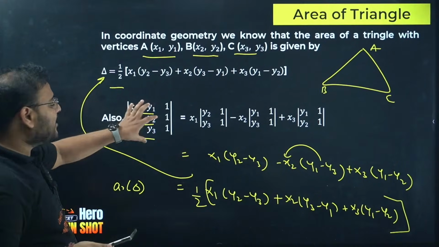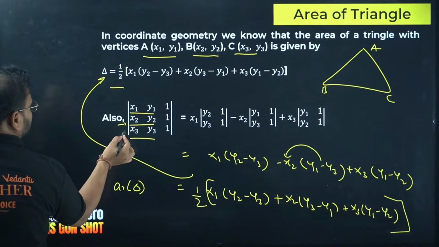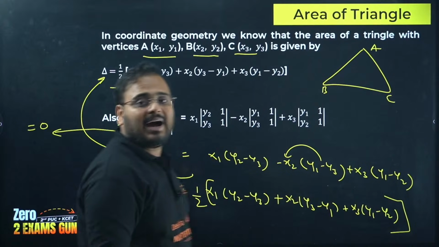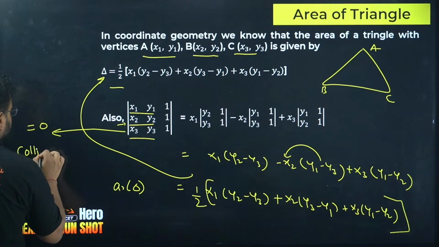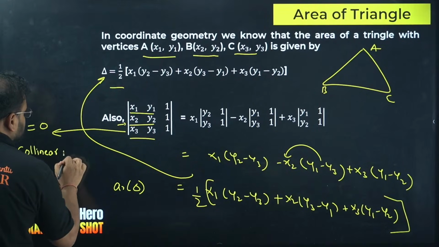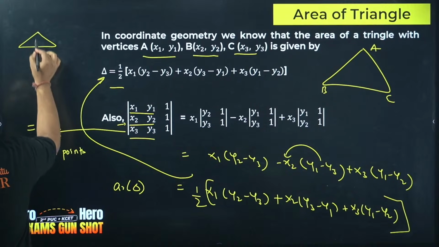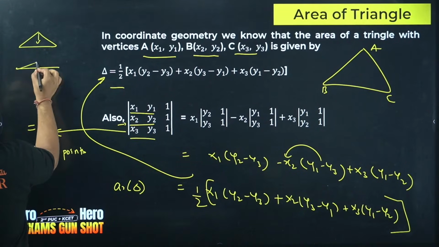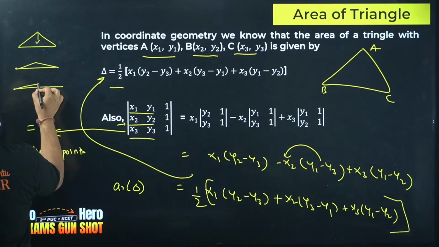So whenever this determinant value goes equal to 0, then we have the case of collinear points. It means basically that the triangle initially was like this. This point keeps moving towards the line like this. It'll come like that, one point, and certainly at a point it'll be like this.